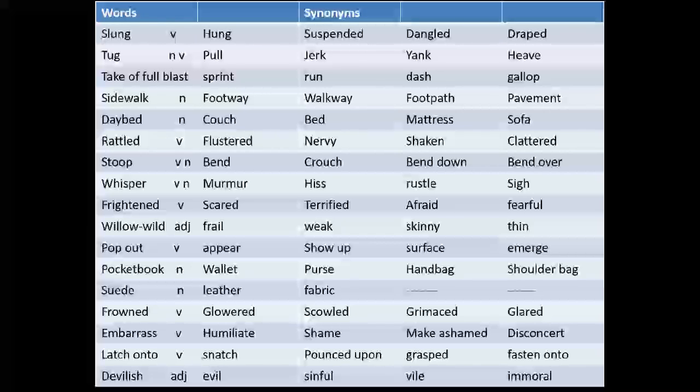Next word is daybed, which is also a noun. Its equivalent words are couch, bed, mattress or sofa. Rattled is a verb, can also be used as an adjective. Flustered, nervy, shaken or clattered.